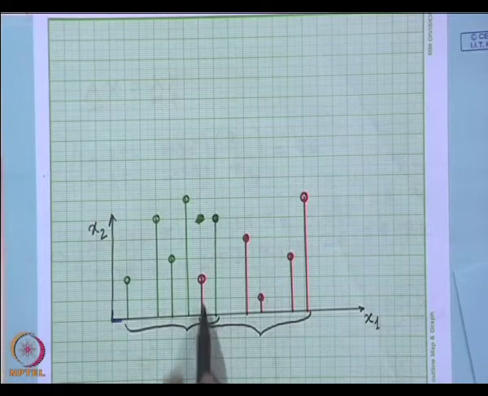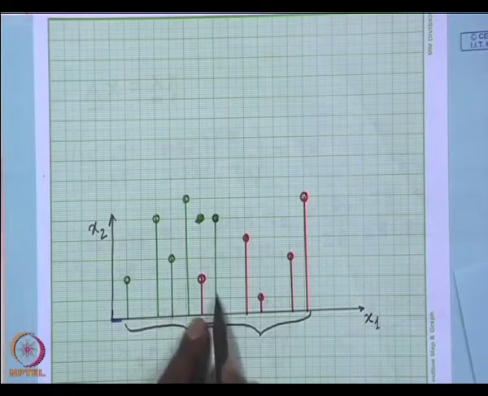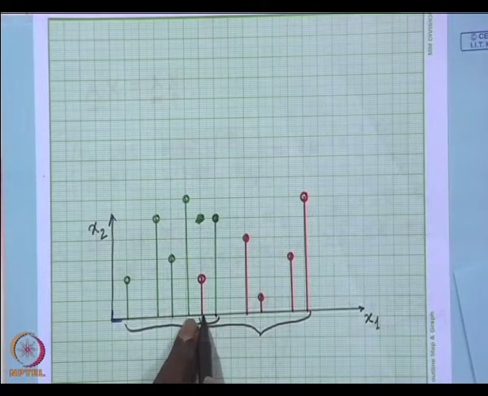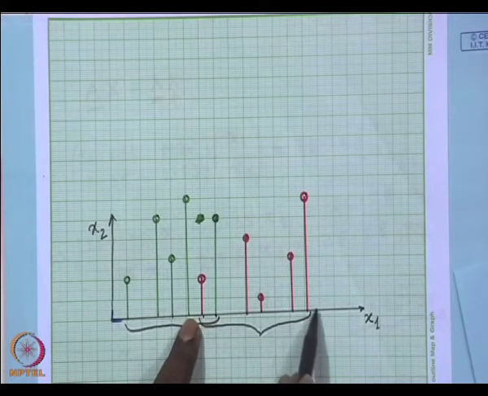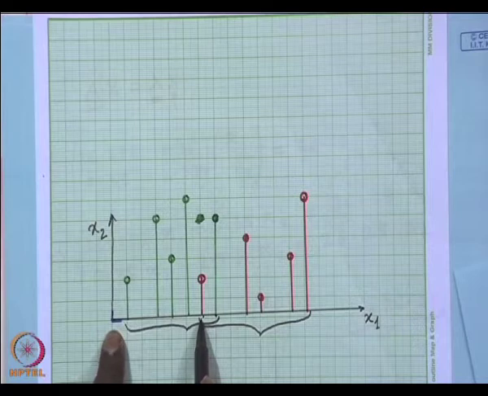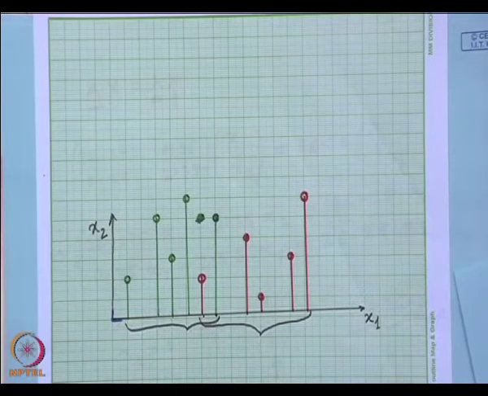The feature vector from class omega 1 is over here, whereas the feature vector from class omega 2 is over here, whereas the rest of the feature vectors from class omega 1 are projected onto the other side. So I have a mixing of the projected feature vectors onto a lower dimensional space.